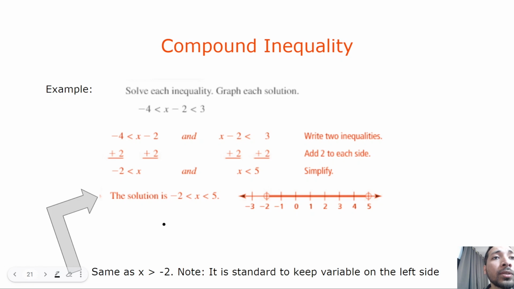Awesome. So keep in mind that negative 2 less than x is same as x greater than negative 2. It is always the standard to keep the variable on the left side when it's a single inequality, but when it's a compound inequality, we just follow the format of minimum less than or equal to the variable, and then less than or equal to the maximum value.